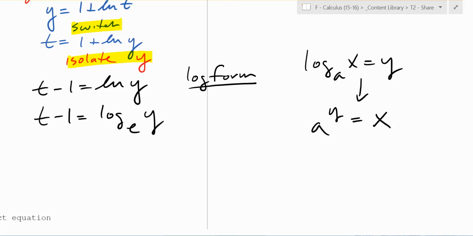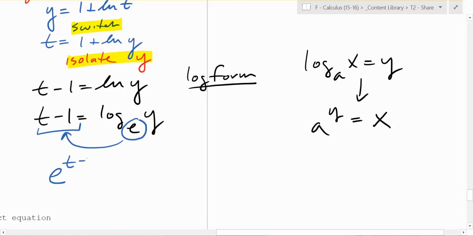So you start with the base. It's e to what power? What power do we raise e to? e to the t minus 1. So it's going to be e to the t minus 1 is equal to what? Y. So what is our inverse function? y equals e to the t minus 1.